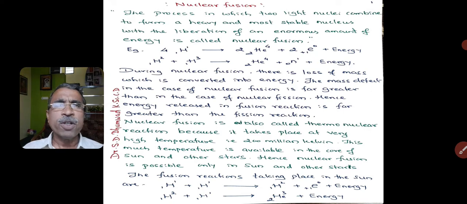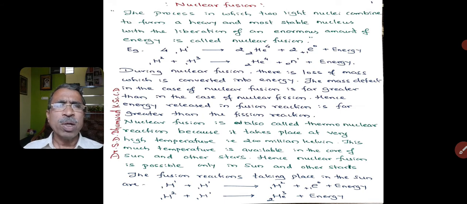So in nuclear fission, a heavy nucleus splits into two lighter nuclei, but in nuclear fusion, two lighter nuclei fuse to form a heavy or bigger nucleus. For example, if I take 4 protons, they combine and give the helium nucleus with the liberation of a positron and energy.